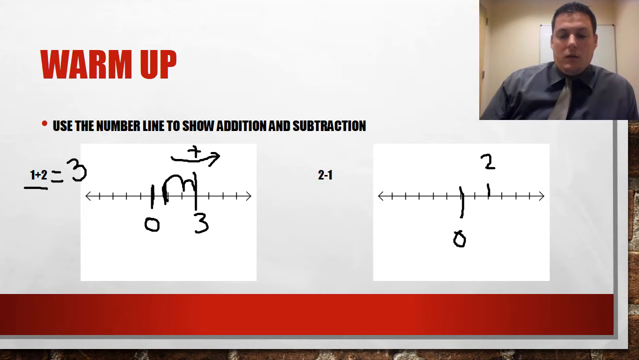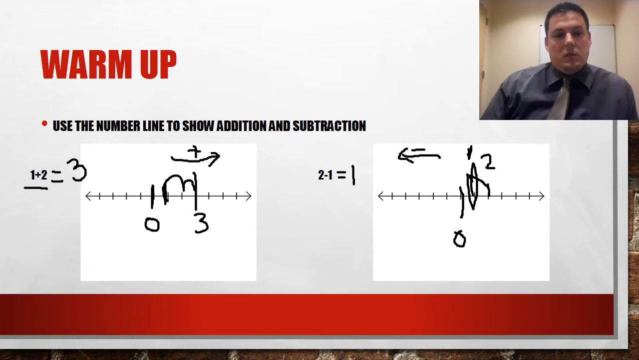If this represents 0 here, then our starting point would be 2 for this equation. 2 minus 1, remember anytime we see minus, we want to go to the left. So we're going to go to the left 1 unit, where this is going to be 1. So here 2 minus 1 is 1. Pretty simple stuff so far.